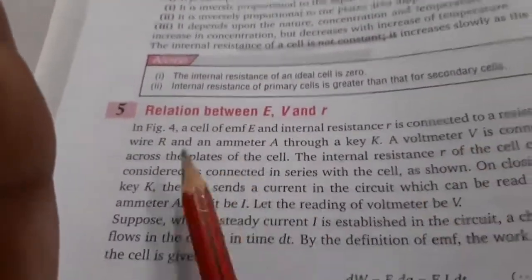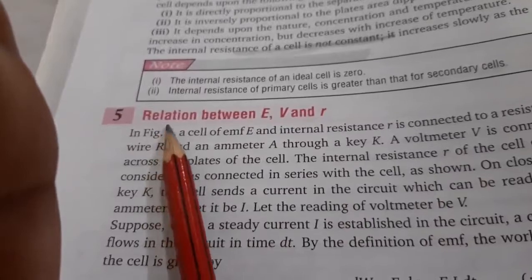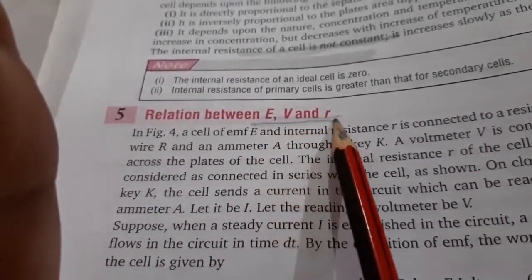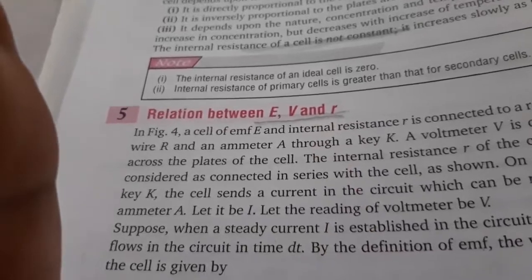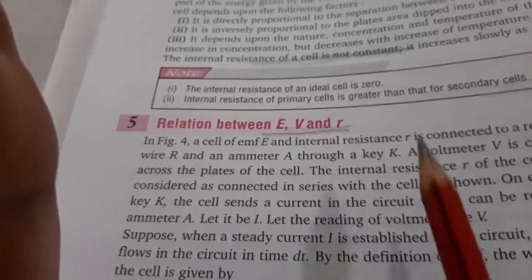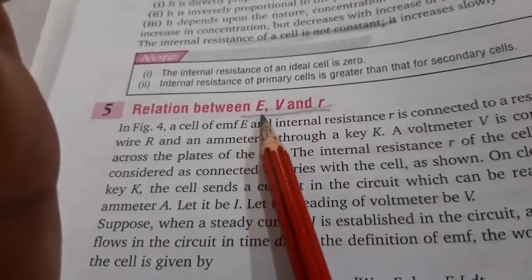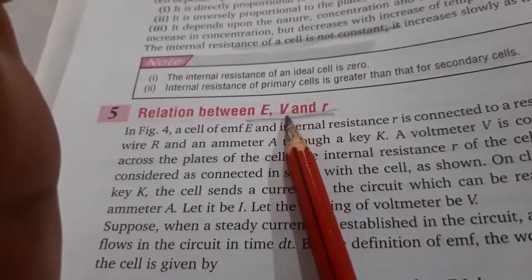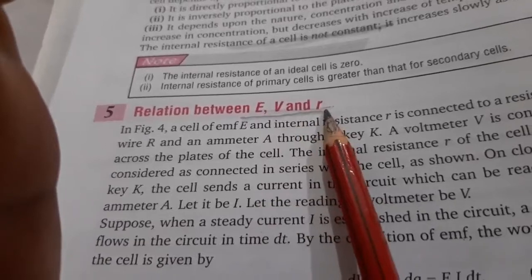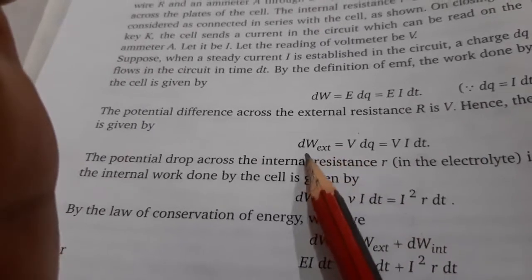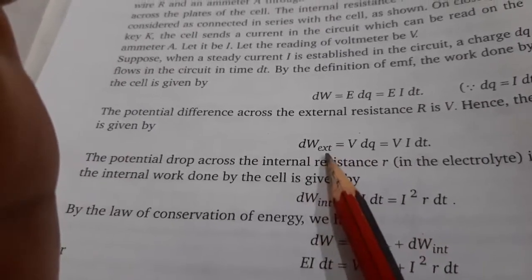Now, in topic number 5, relation between E, V and R. This is a very important derivation. You should do it, you should calculate it. So, relation between E, V and R. E is the EMF of the cell, V is the terminal potential or potential difference, and R is the internal resistance. As we know, I have told you W external.